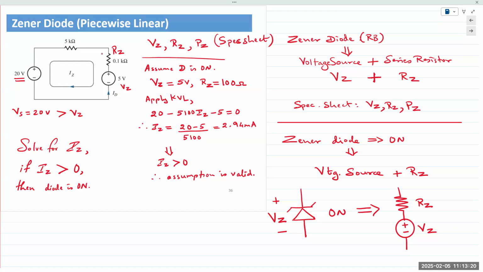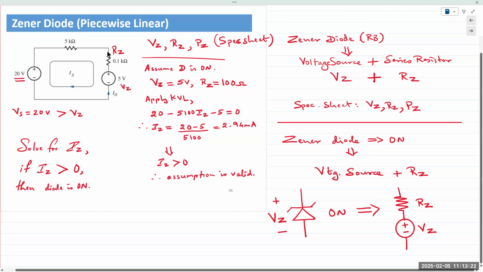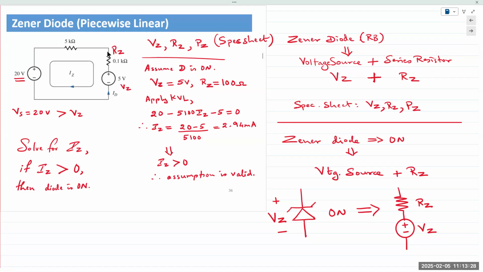So if you want to analyze this, we need to determine the diode current flowing through the Zener diode. Let's first assume that the diode is on. If the diode is off, that means it's just an open circuit, right? It's not conducting. So if the diode is on, then the voltage source should have the voltage of the Zener diode. VZ is 5 volts. So 5 volts Zener plus 100 ohm resistor in series.